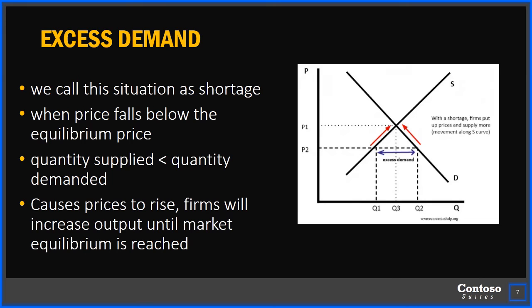Based on the figure, the original market equilibrium is at price P1 and quantity Q3. So, when the price of goods or services decreases from P1 to P2, excess demand or shortage happens. The excess demand is from Q1 to Q2. Excess demand causes the price to rise. Firms will increase output until market equilibrium is reached.